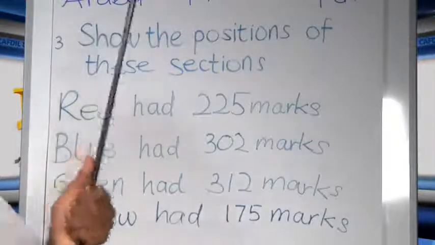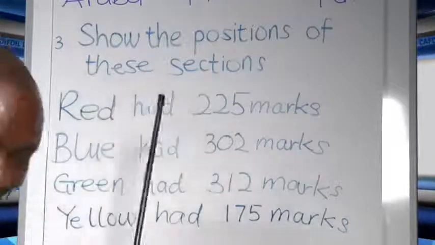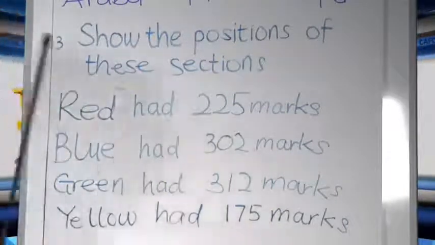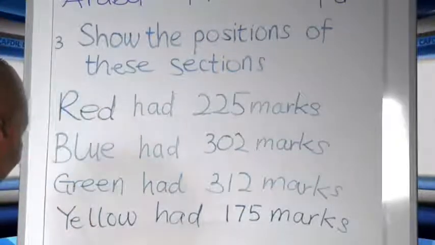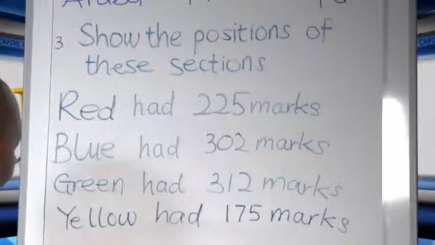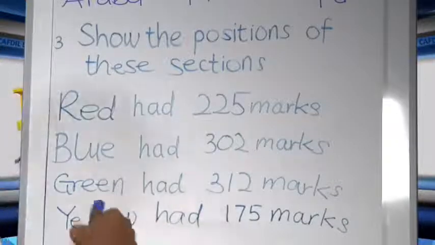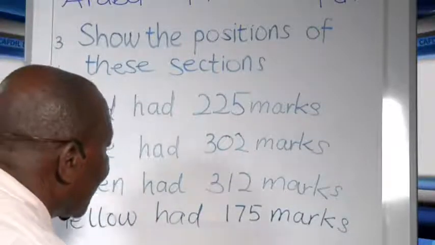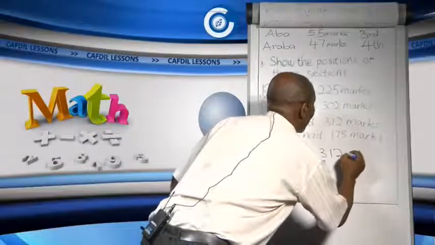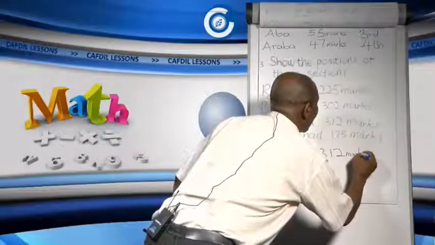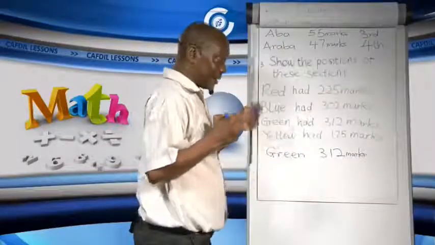312. And which section had that 312? Green. Okay. So we had green, 312 marks. So the first section is green.